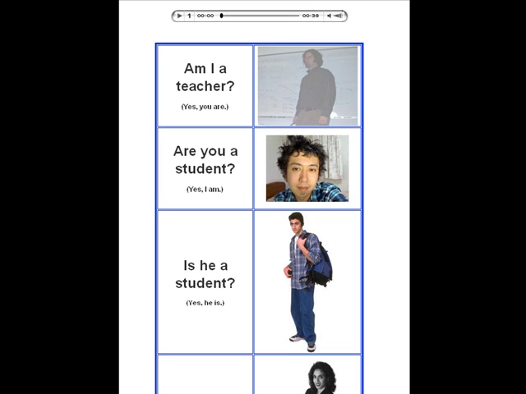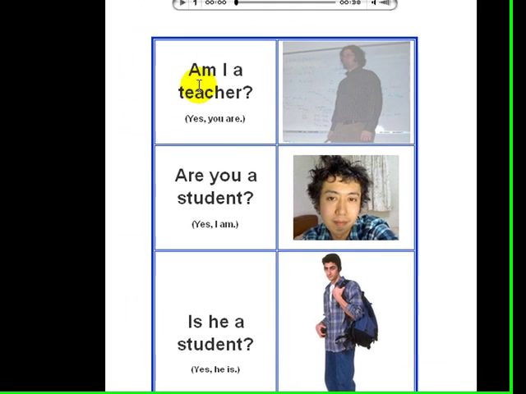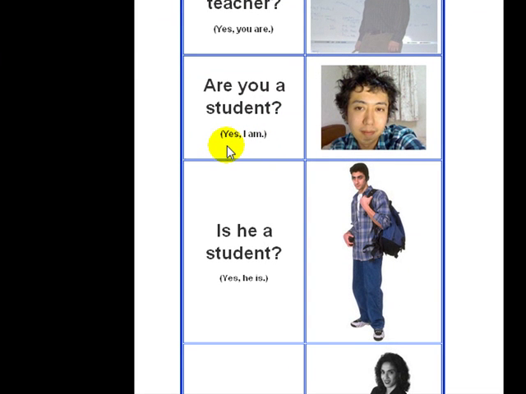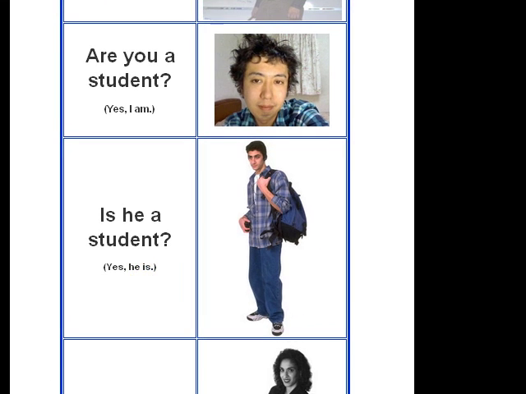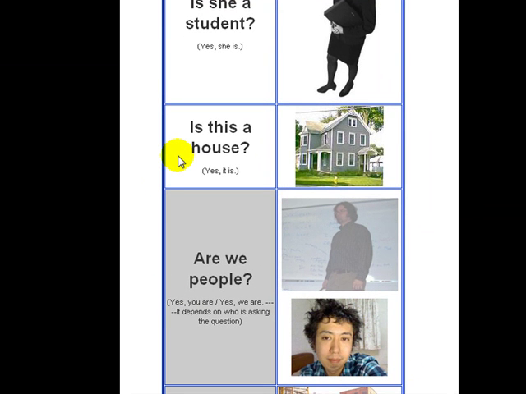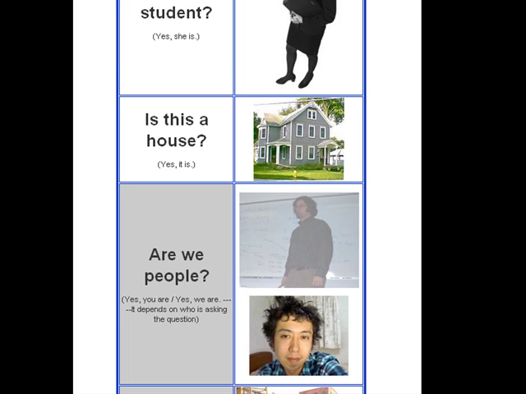We have the examples of the questions in various forms. The first one, am I a teacher? The answer would be, yes, you are. Are you a student? The answer would be, yes, I am. Is he a student? The answer would be, yes, he is. Is she a student? The answer is, yes, she is. Is this a house? The answer is, yes, it is. Are we people? The answer is, yes, you are. Yes, we are. It depends on who is asking the question.